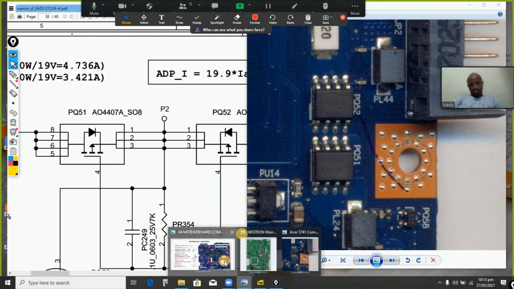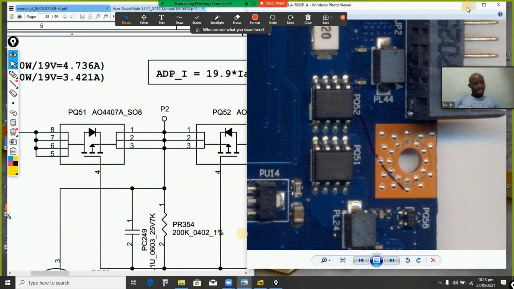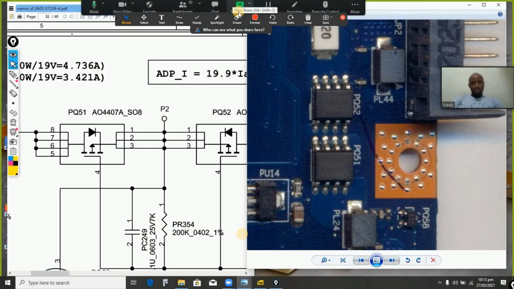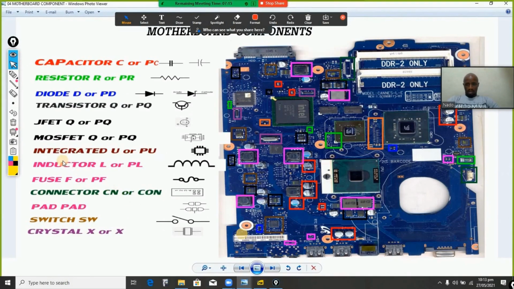So let's check the next components here. We have IC as the next component. But for now, I have a small class I want to take after this one, and I've assured them based on time. If I re-log in to finish this class, I will disappoint the next class. The 1 hour I have for this class is already exceeded. So I'll use the remaining 7 minutes for question and answer. The rest of the components we take tomorrow: IC, inductor, fuse, connector, pad, switch, and crystal. This shouldn't take long.